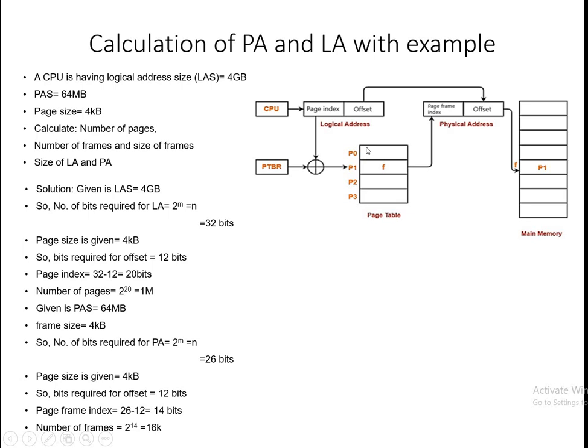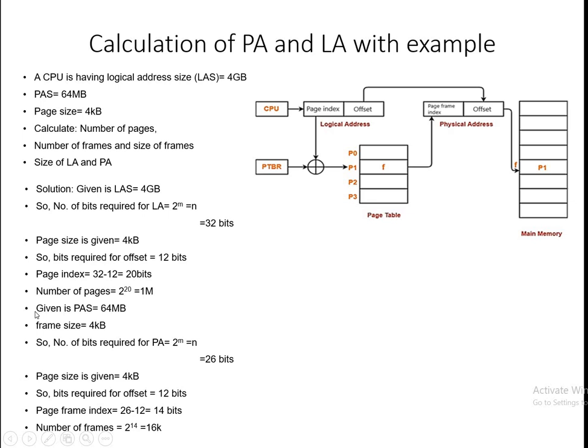So 1 mega number of pages will be there, and the size of each and every page will be 4 KB. Okay, so this is how we can calculate the number of pages, and how we can calculate the number of bits required for the logical address, or the size of the logical address.